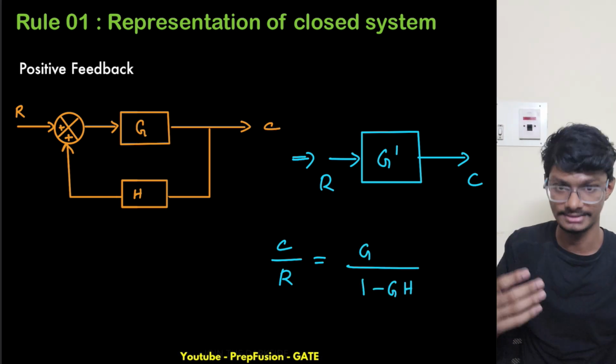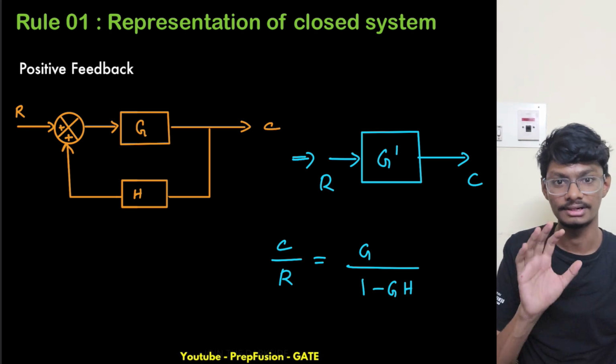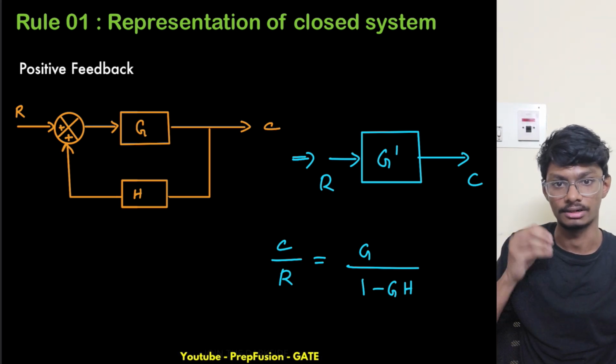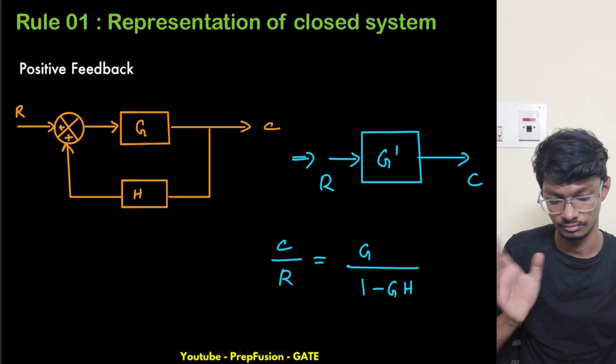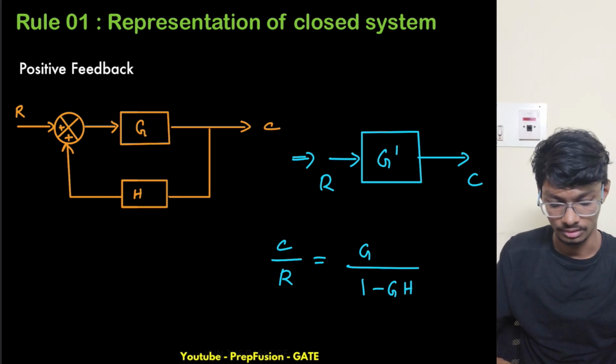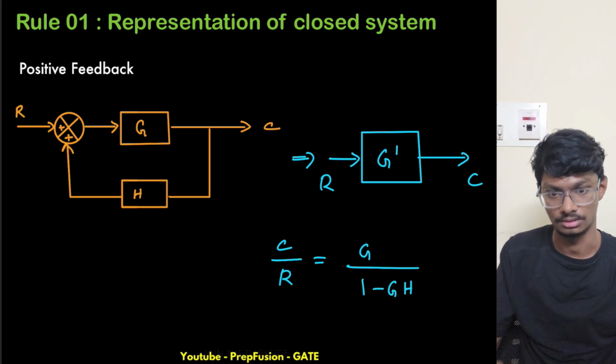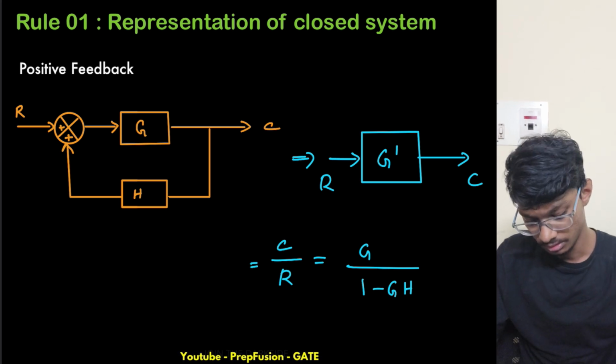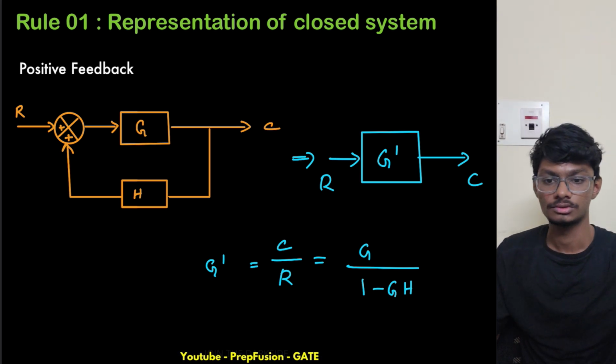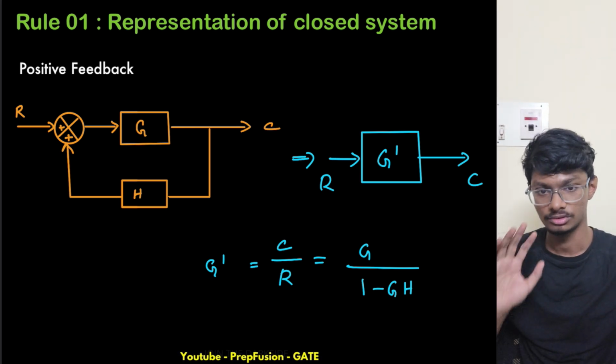I am not writing the bracket S here. It is understood that it is a function of frequency. Just to not mess up my writing pad, that's why I am not writing bracket S, right? Okay. So this is what G dash is, positive feedback.